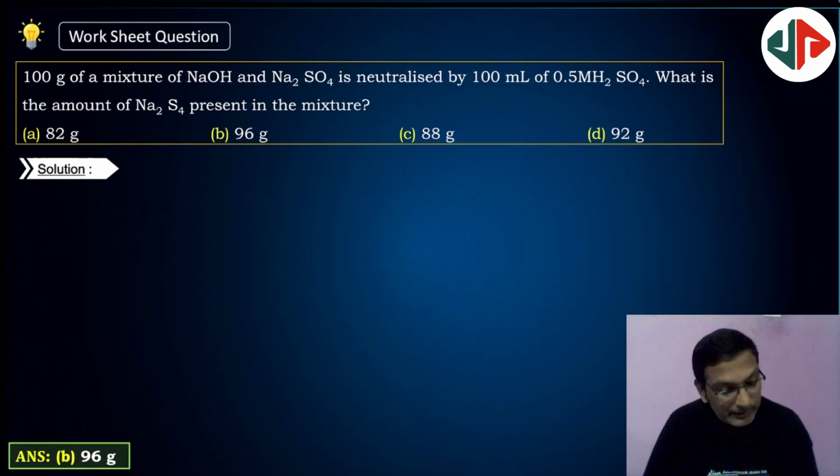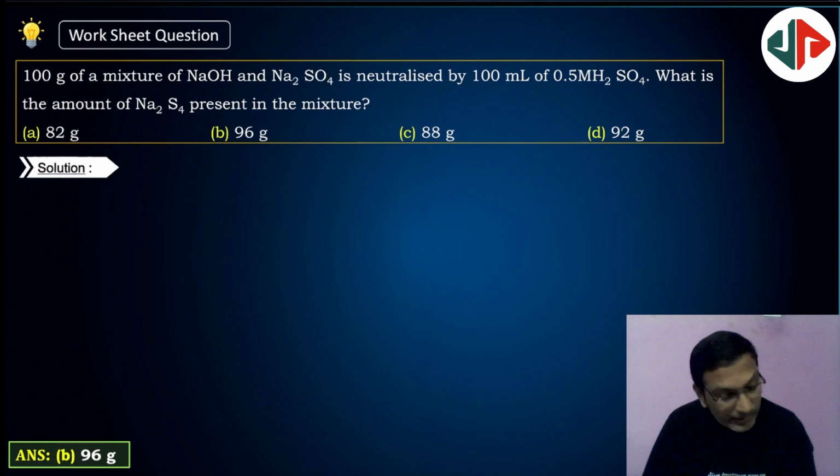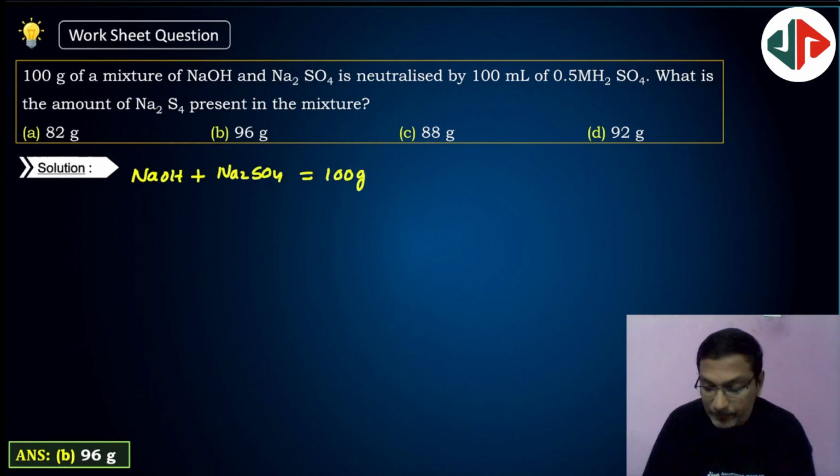So very important. Here 100 grams of mixture of NaOH and Na2SO4 is given. NaOH plus Na2SO4, total 100 grams mixture. Here take x grams, then it becomes 100 minus x grams. Next. So here NaOH will be neutralized by H2SO4 because NaOH is base, H2SO4 is acid.